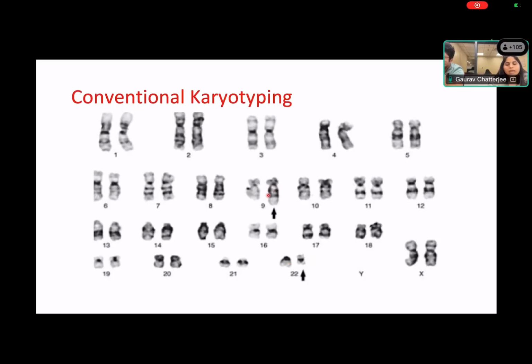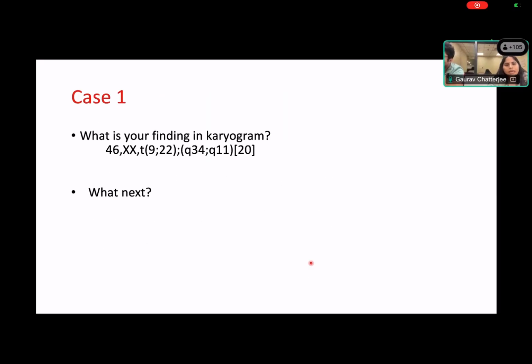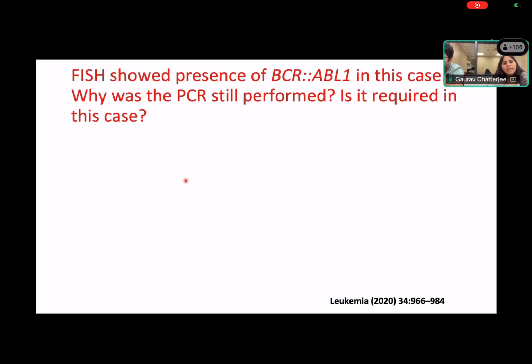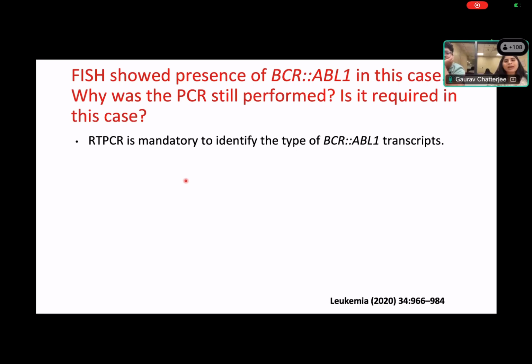Okay, so which of the chromosomes do I call the Philadelphia chromosome? Chromosome 9 or chromosome 22? 22. Okay. So the shortened chromosome 22 is called the Philadelphia chromosome, correct? So here we had translocation 9;22 that was there in the karyogram. So we went ahead and performed RT-PCR, and it is mandatory to identify the type of transcript here.